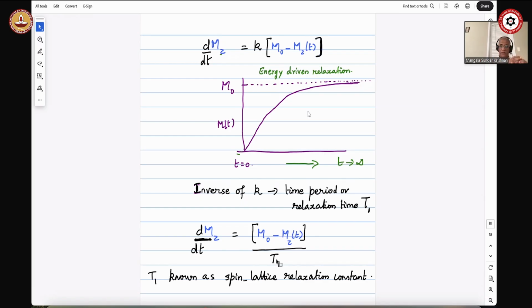If K is very large, 1 by T1 is very large, or T1 is very small. If K is very small, first order rate constant, 1 by T1 is K, so T1 is very large. What it means is that if the relaxation time is short, the spins reach the maximum very quickly. If the relaxation time is very long, the spins take a long time to reach the magnetization in a magnetic field. So solids have very large relaxation times.